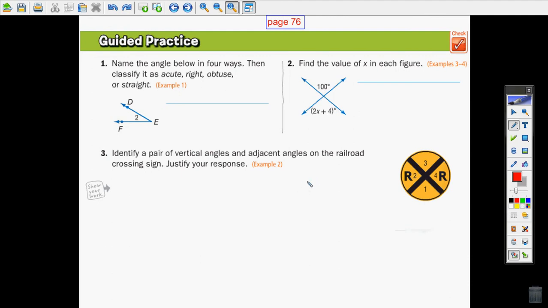Let's move on to page 76 and do just a few of the guided practice problems before we move on to some independent practice. Number 1, name the angle below in 4 ways, then classify it as acute, right, obtuse, or straight.